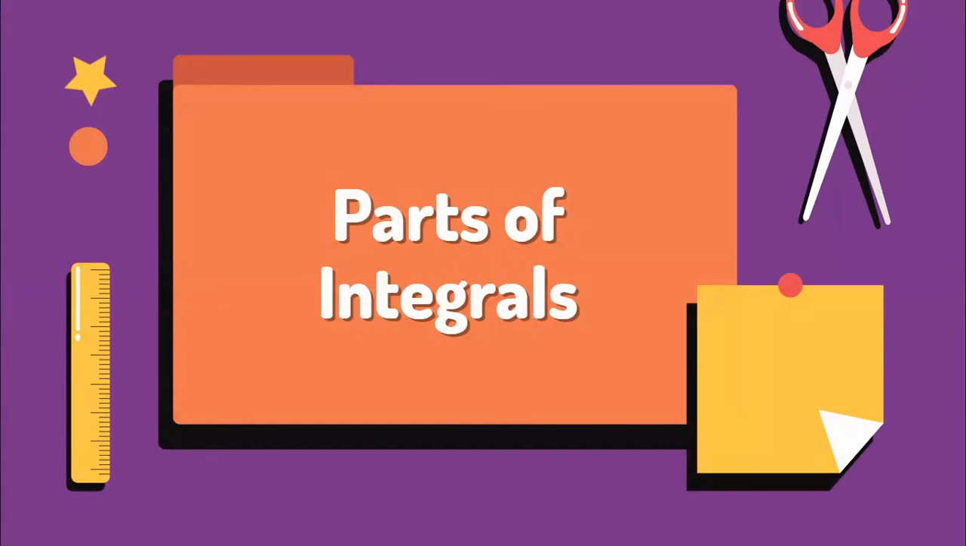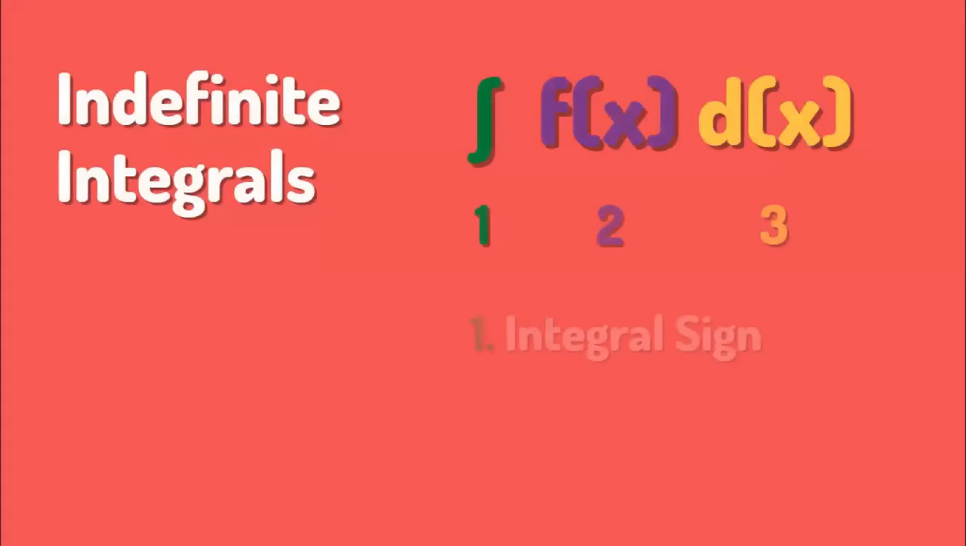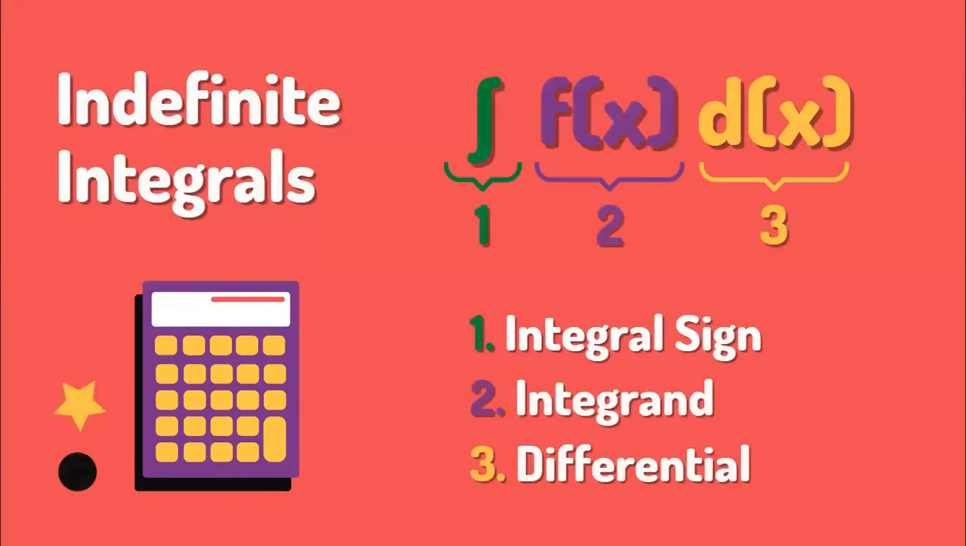So, what are the parts of integrals? The leftmost part, which is labeled as 1, is known as the integral sign. The middle part, labeled as 2, is known as the integrand. And lastly, the rightmost side, which is labeled as 3, is known as the variable of integration, which is simply known as differential.